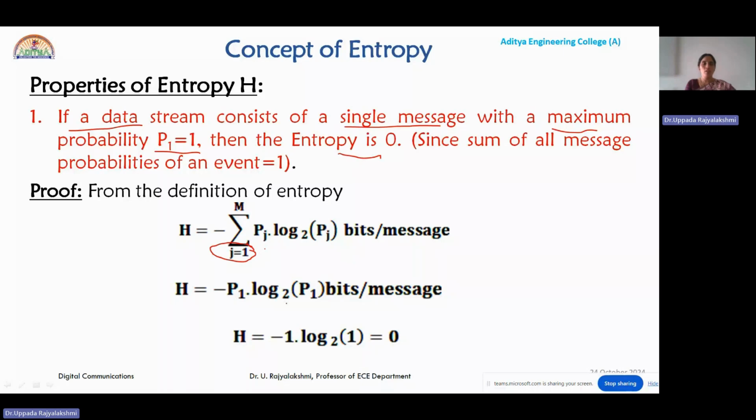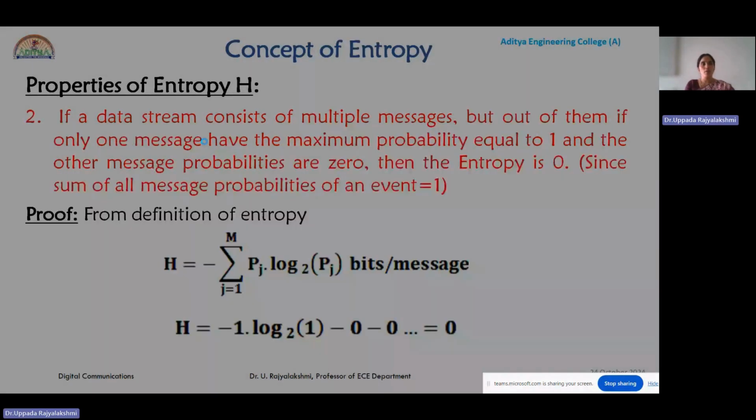So minus P1 into log P1 base 2 will be our entropy. And here it is mentioned that P1 is equal to 1, so 1 log 1 base 2. Log 1 is 0, and 0 multiplied by anything is 0. So finally, the proof of the first property is done.